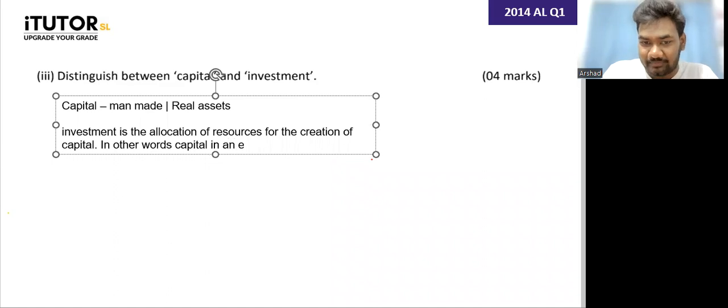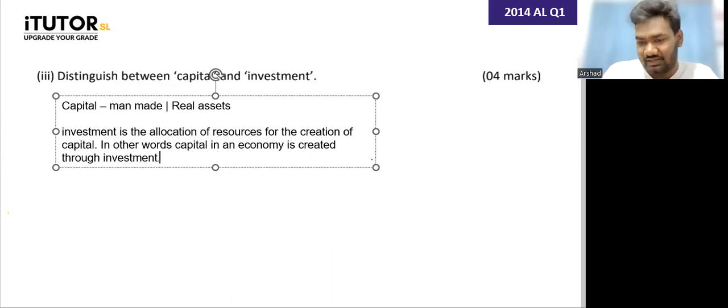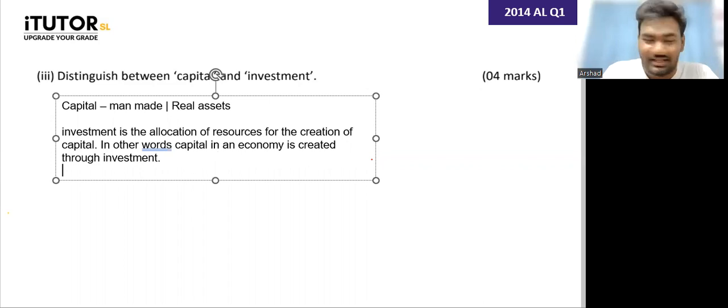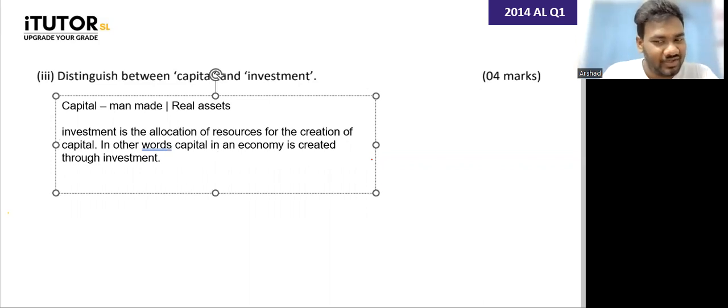capital in an economy is created through investment. You can also bring in the stock and flow concepts. Remember stock concepts and flow concepts. What can you tell about capital? Is it a stock concept or a flow concept? Remember, stock means you can measure it at a point of time. So I can say right now, at this moment, we have this much amount of capital. Flow means for a period of time. Capital is a stock concept.